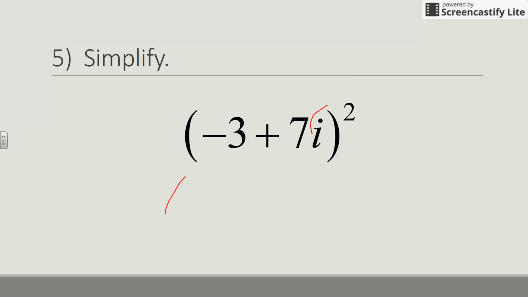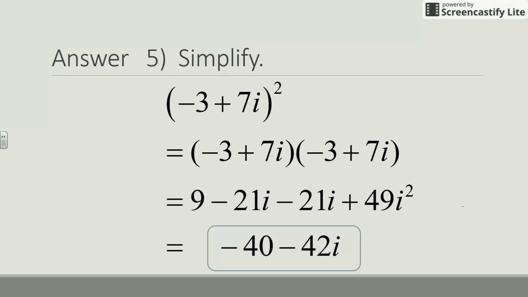I just make sure that you write this out. Don't just square both things. Write it out and multiply. Use your distributive property. Sorry, I don't have a good pen. And any i squareds become negative 1. You always end up with 2 terms.